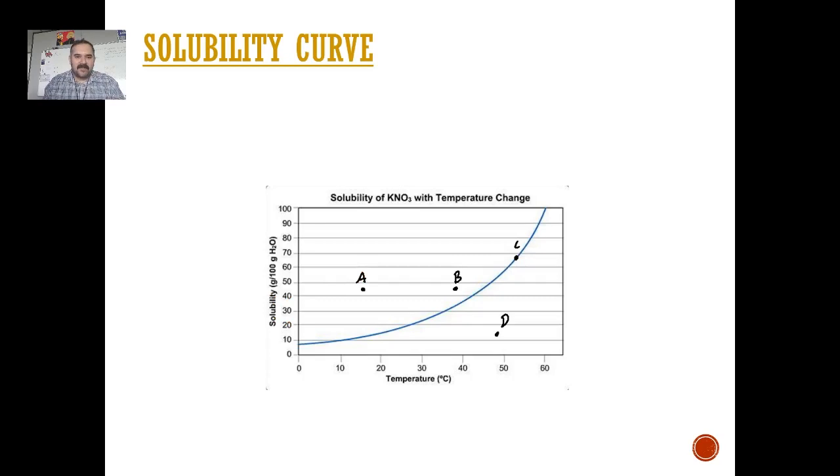So next up, we got this solubility curve. Let me fix this a little bit so that it looks better for you guys.